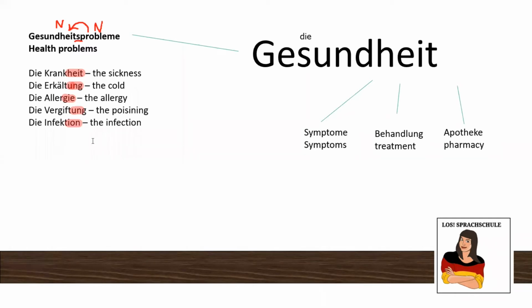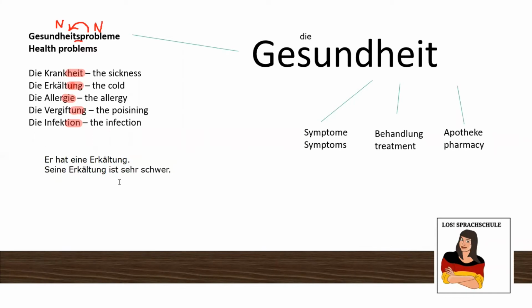If we have sickness, cold, allergy, poisoning, or infection, we have the easiest way to say it with a haben. Hat eine Erkältung. He has a cold. A general statement. This is why we need the indefinite article. If things like that confuse you, please check out my grammar videos.